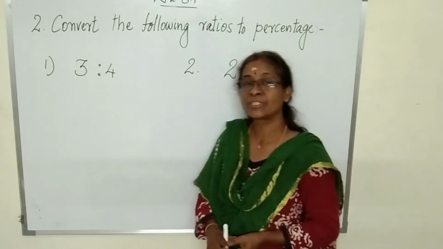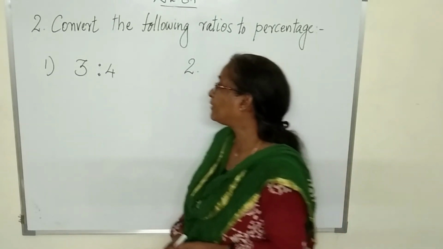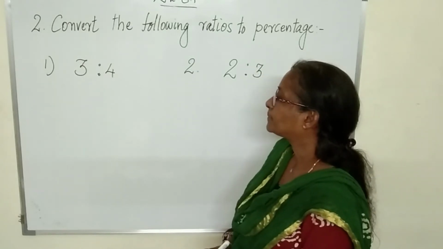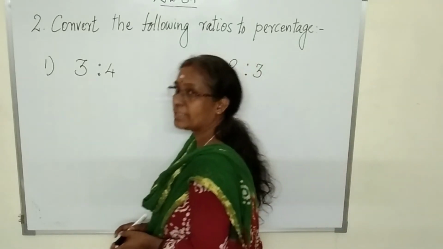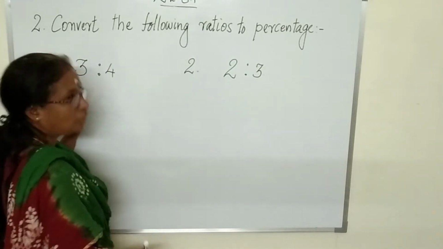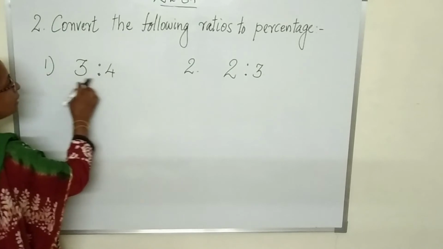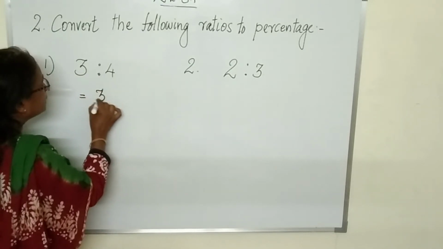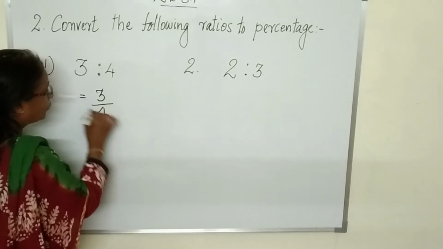Now let us start question number 2. Convert the following ratios to percentage. Now how to convert ratios into percentage? First we have to convert them into fractions. So what is 3:4? 3:4 is equal to 3 upon 4.